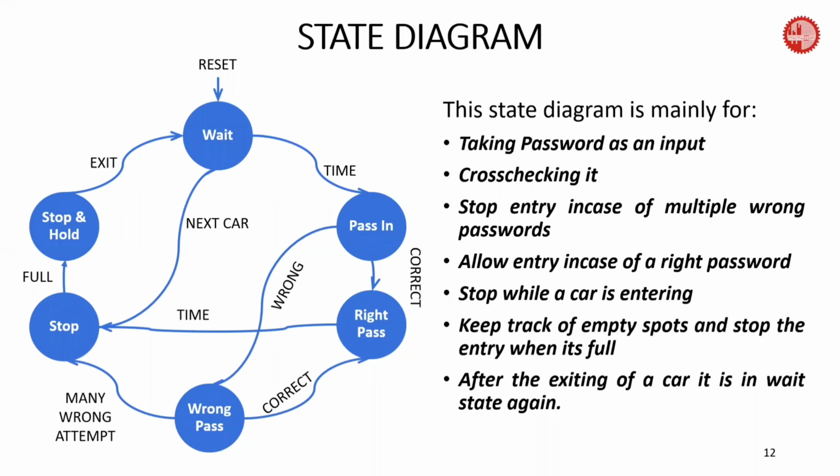The main purpose of the state diagram is to take in the password, cross-check it, stop the entry in case of a wrong attempt and allow entry in case of a right attempt. Stop the car while it is entering, keep track of the empty spots and stop the access when it's full. After a car exits, it goes back to its initial state again.